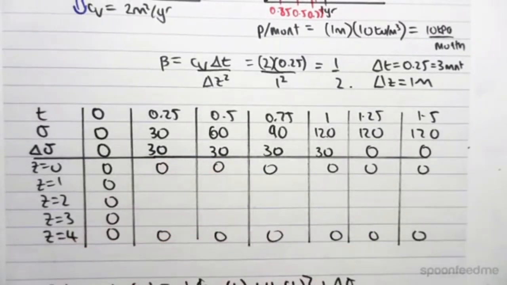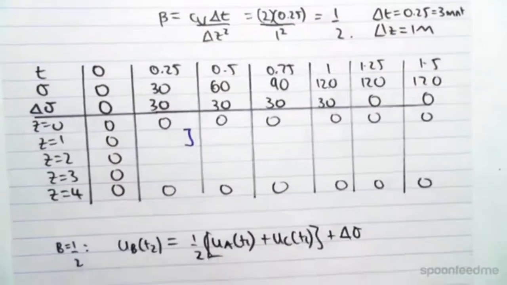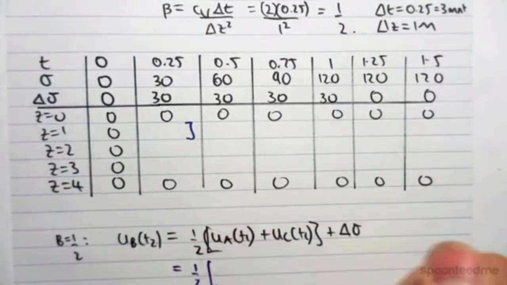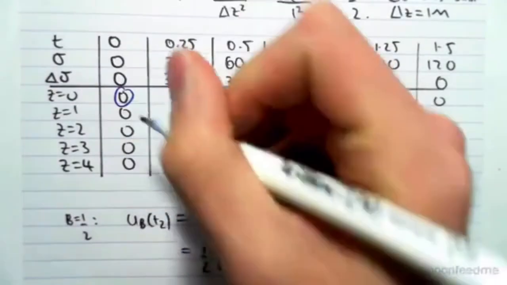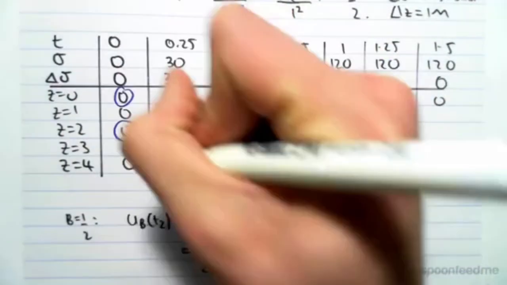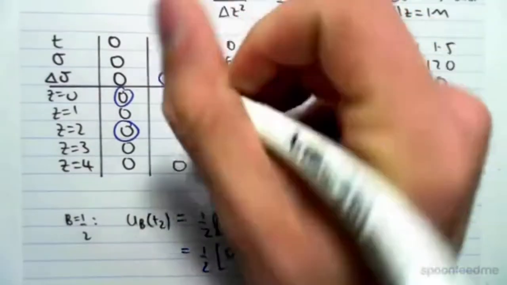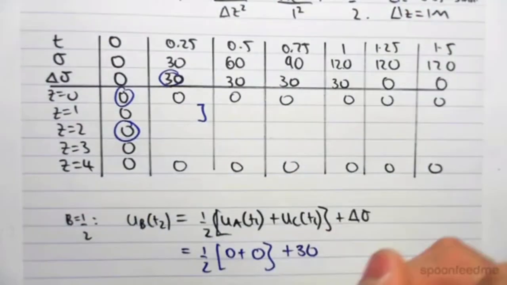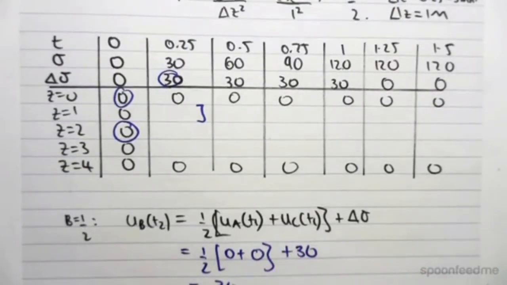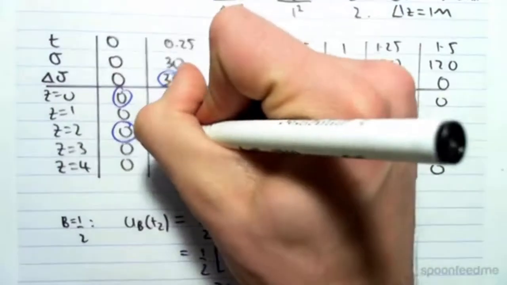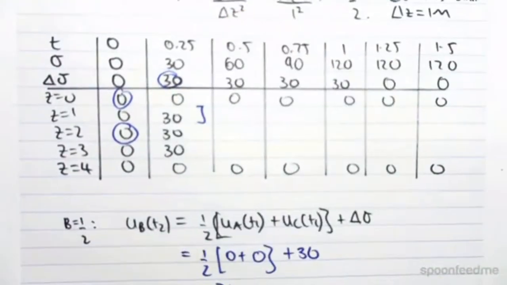So if we were to do this one here, it would be 1/2 of (UA is 0 plus UC is 0), plus we have a change in stress now of 30 kPa, so plus 30, so this would equal 30. All the other values would also be 30. You can do it in your own time.